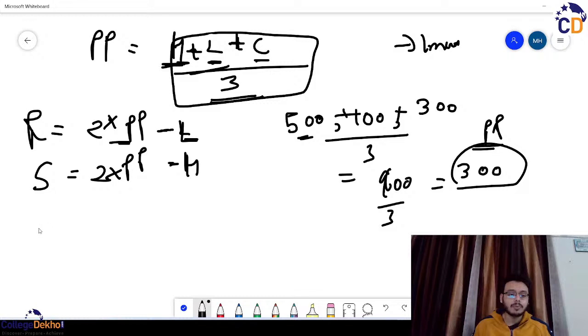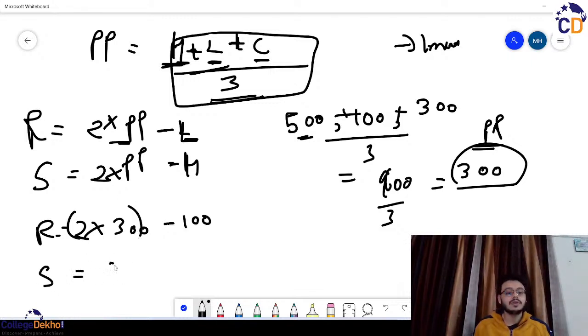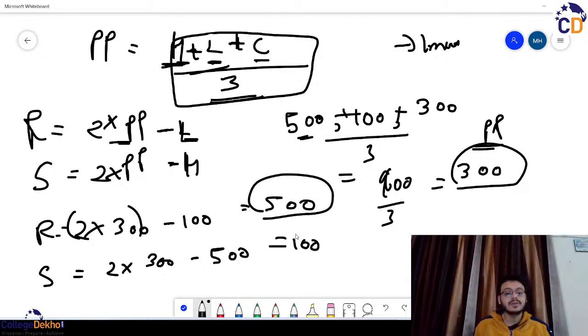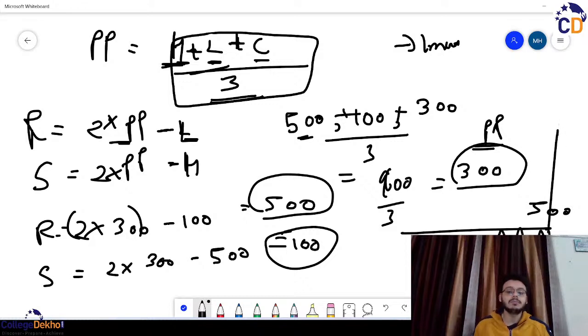To calculate the resistance level, you do 2 into 300 minus the lowest level. And for the support level, you do 2 into 300 minus the highest level. 2 into 300, 600, 600 minus 100, 500. 2 into 300, 600, 600 minus 500, 100. So 500 is the resistance level and 100 is the support level. मतलब ये दो लाइन्स होंगी, यहाँ 500, यहाँ 100, and the stock price would be trading between the two. If it breaches, so that would be a breakout.